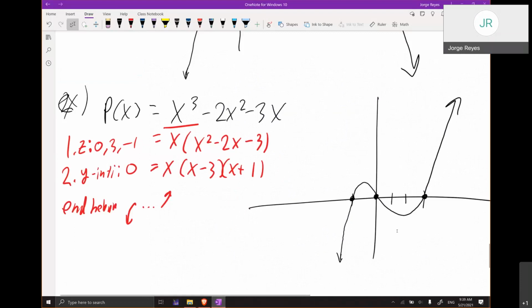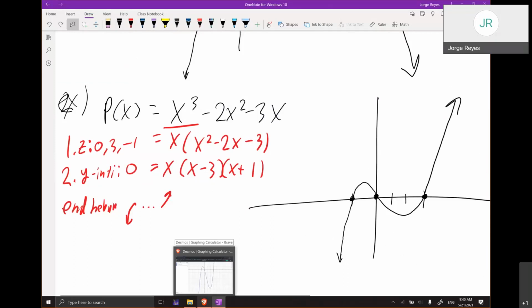I guess if you wanted to, now that I know what it looks like, you could redraw it. There you go. Now it's more accurate. That looks a little less smooth though. This is a little better, but it doesn't matter. Really, all that matters is the x-intercepts.